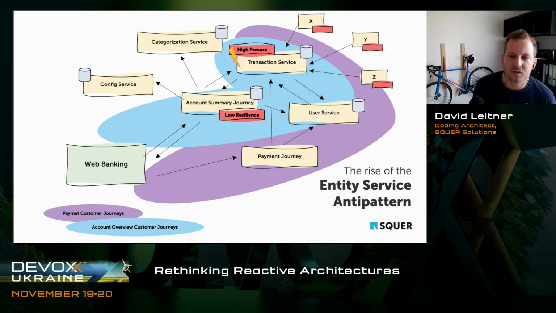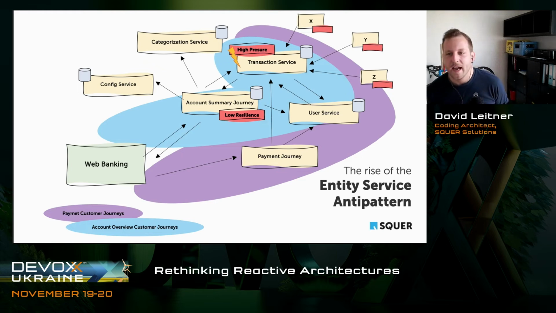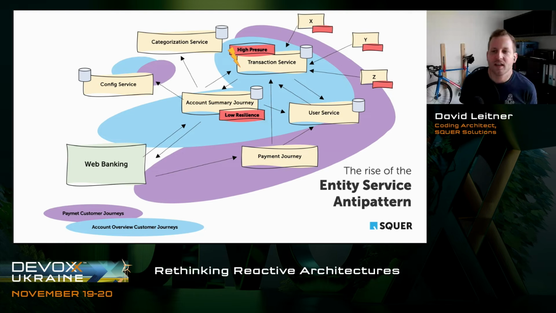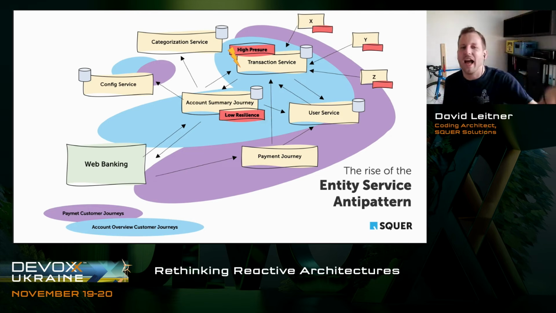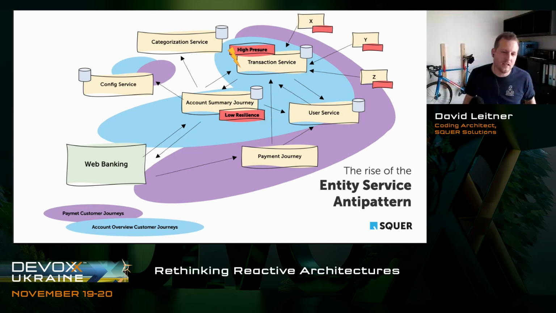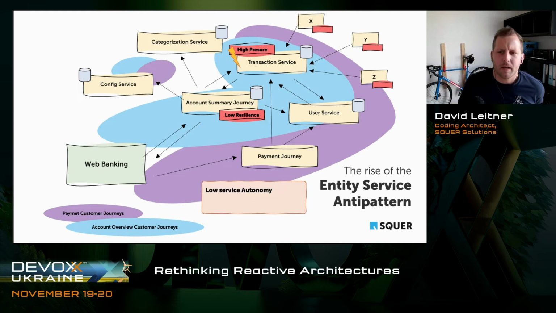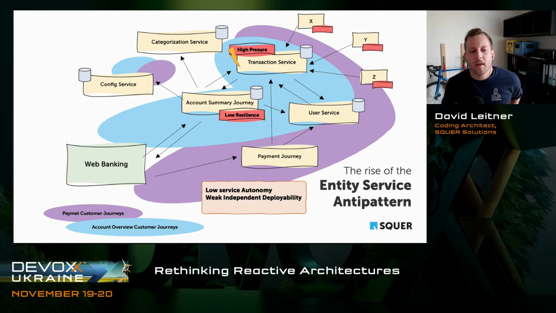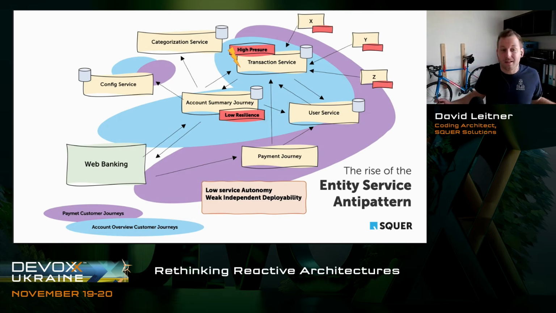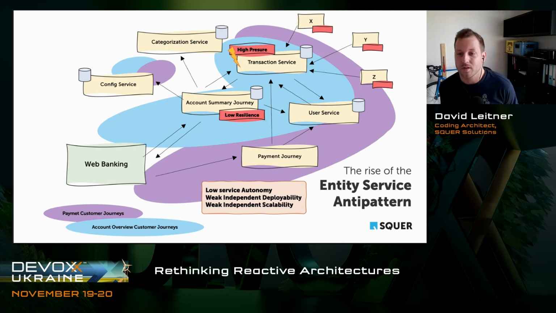So transaction service, user service, who owns it now, which customer journey? And the reality is even that this is much heavier. So config service, I guess, is also used by both of them. And so we have not really a possibility in this entity service anti-pattern to slice independent autonomous customer journeys into our microservice architecture. And this then leads to a lot of disadvantages like low service autonomy, as I mentioned before, weaker independent deployability. So it's hard to independently deploy a transaction service because, well, it's usually owned by multiple customer journeys, right? And weak independent scalability.